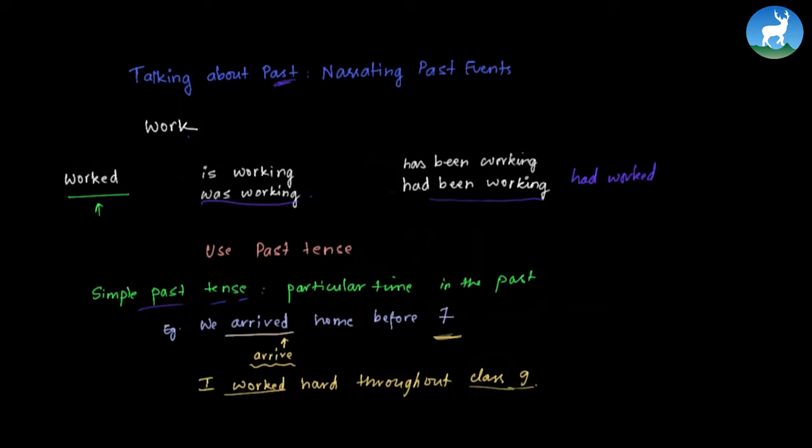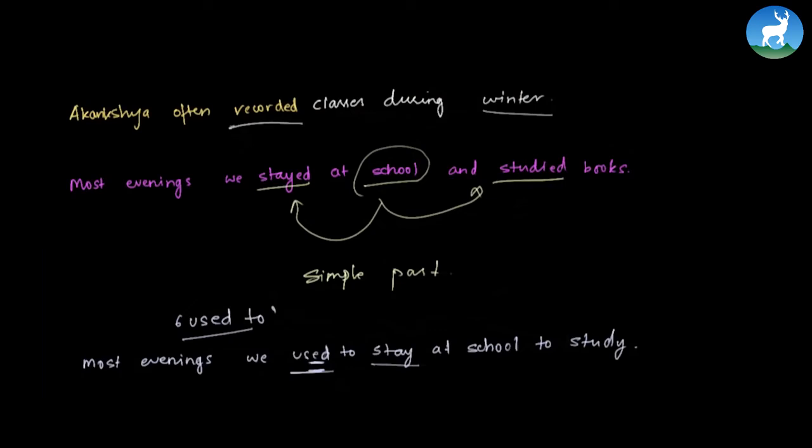past. Like, we arrived home before 7. That's before 7 we were at home at that time. So I worked hard during class 9, worked hard throughout class 9. That's when I was in class 9, not now. Akankshya often recorded classes during winter. Winter time, we're taking the listener back to the time when it was winter, where Akankshya recorded classes. So we use recorded as simple tense there.